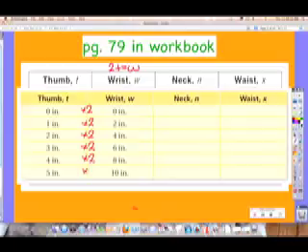Guys, direct variation, you always multiply. What do we always do? Multiply. Wait, did they multiply? Yeah. So this is direct variation. Let's see the next one. I need a hand in the air.